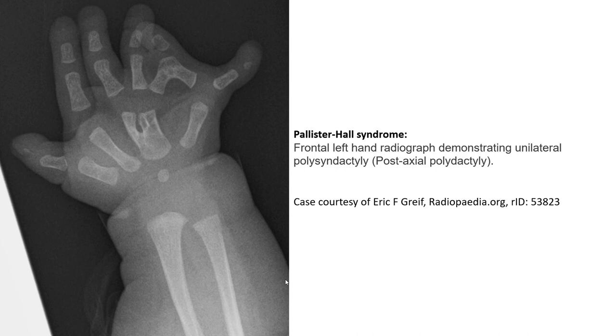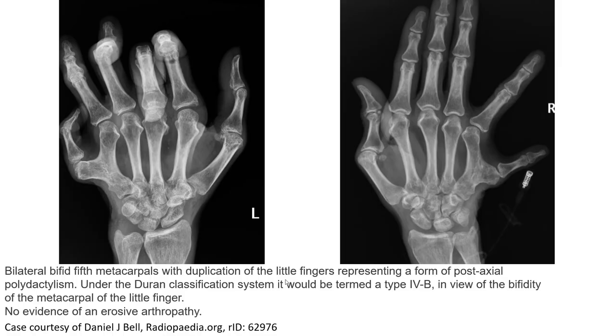This is the case of Ballester-Hoyme syndrome. So the frontal left hand radiograph shows unilateral polysyndactyly, postaxial polydactyly. These films show bilateral bifid fifth metacarpals with duplication of the little finger, representing a form of postaxial polydactyly. Under the Temtamy and McKusick... under the Duran classification system, it would be termed a type 4B in view of the bifidity of the metacarpal of the little finger.